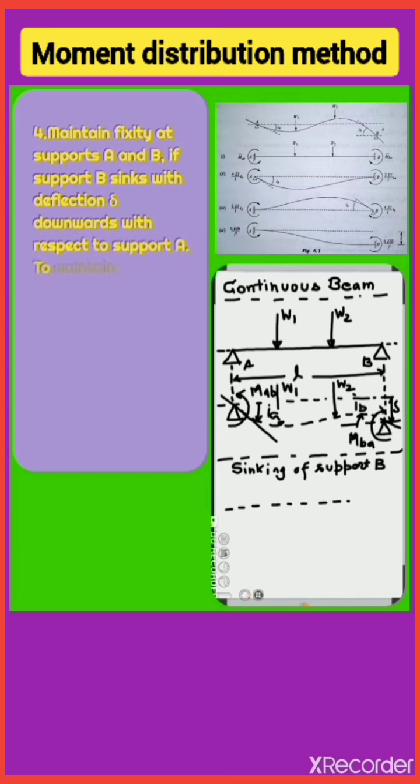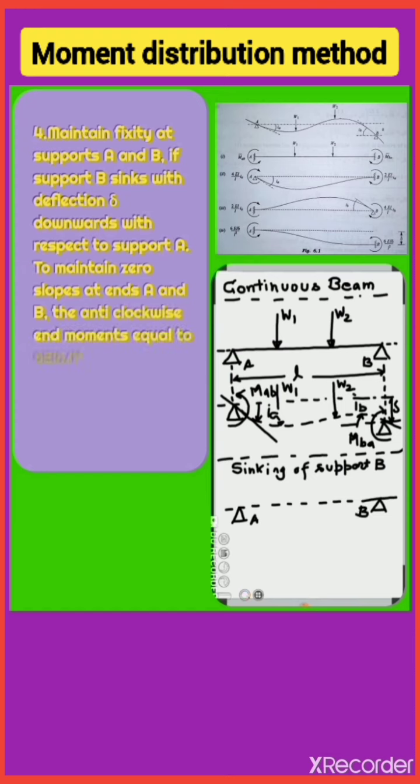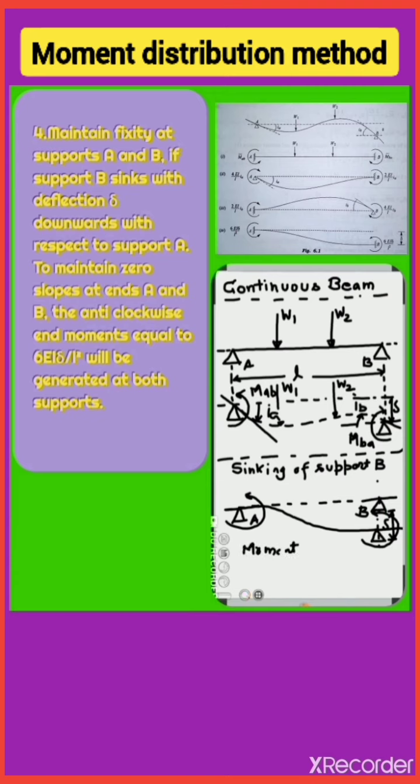Maintain fixity at supports A and B. If support B sinks with deflection delta downwards with respect to support A, to maintain zero slopes at ends A and B, anti-clockwise end moments equal to 6 E I delta upon L squared will be generated at both supports.